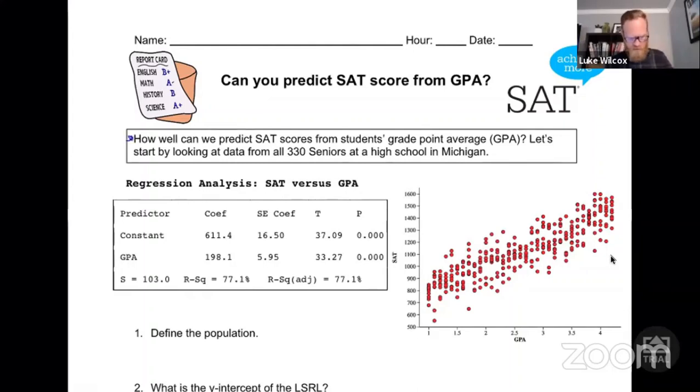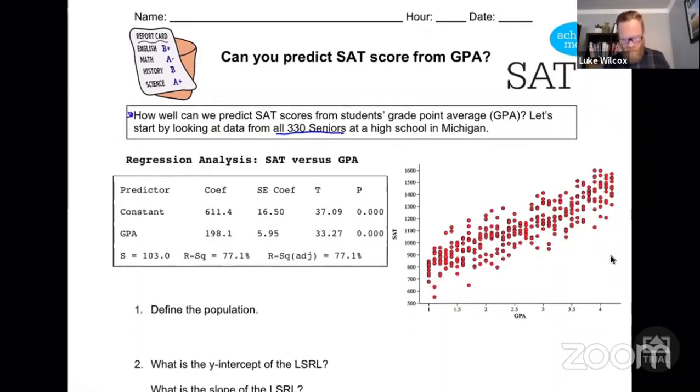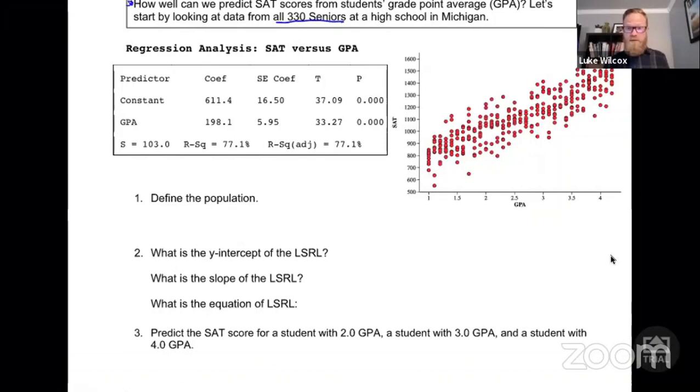So here's what it says. How well can we predict SAT scores from students' grade point average, GPA? Let's start by looking at data from all 330 seniors at a high school in Michigan. Now, what we're given here is some computer output, which is going to be very, very important for us. And you likely saw this earlier in your course, but there are some numbers in that computer output that you had no clue what they meant. But listen, by the end of the next couple of lessons, you are going to know what those numbers in that computer output represent. And then, of course, we have a scatter plot.